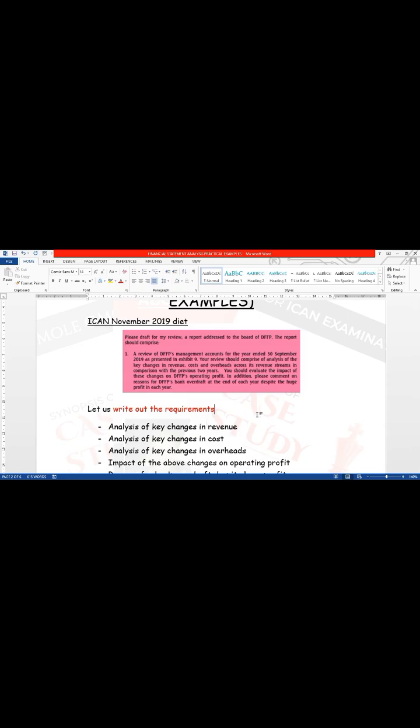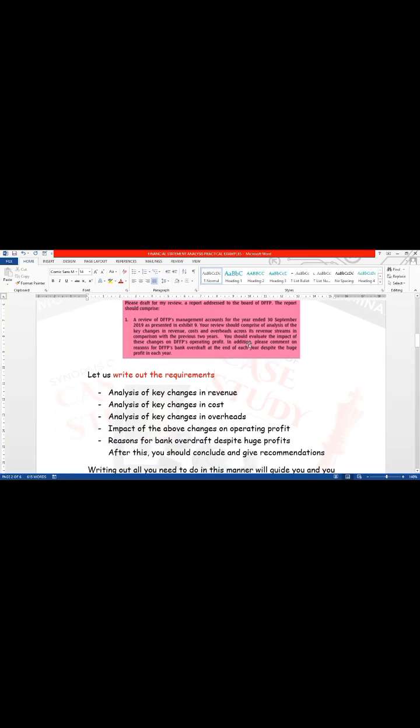Okay, I've done this, I've done this, I've done this. Or just write it out basically. Do you understand? So the first one is we should analyze changes in revenue. The second one is changes in cost. The third is overhead. The next one is the impact of the changes on operating profits. And then we have the reasons for the bank overdraft despite huge profit. So I wrote out all we're supposed to do.